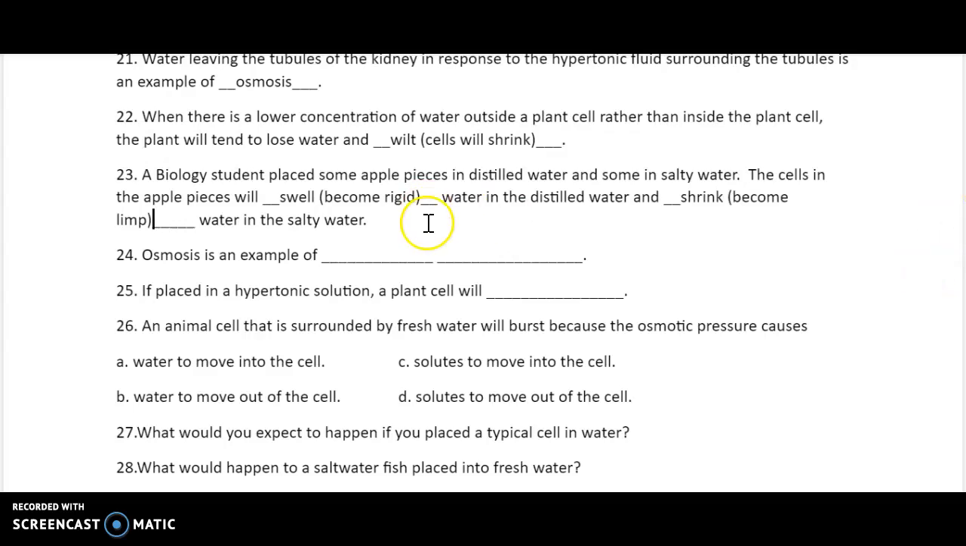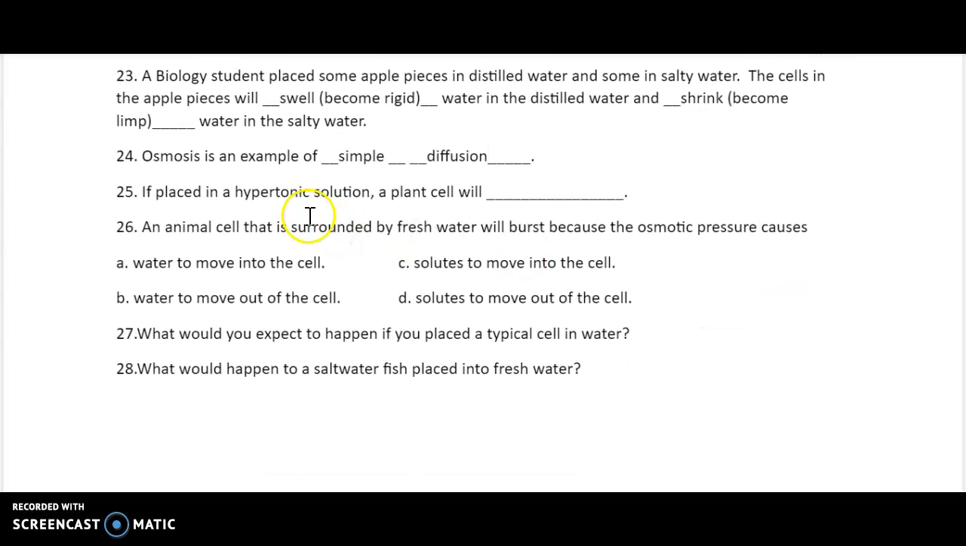Osmosis is an example of simple diffusion. It doesn't require energy, doesn't require a protein gate, so it's just simple diffusion. If placed in a hypertonic solution, the plant cell will... hyper has more salt, so the cell will shrink.